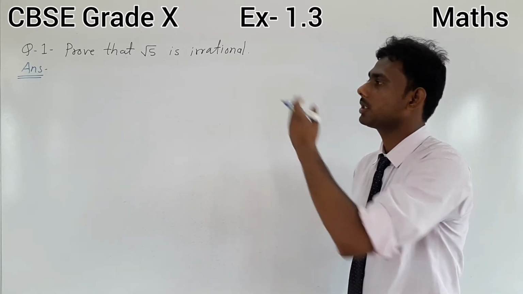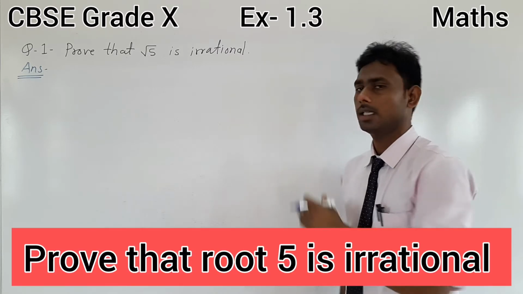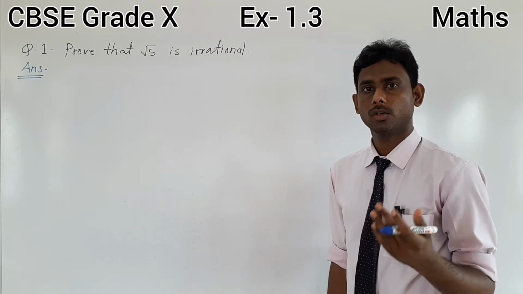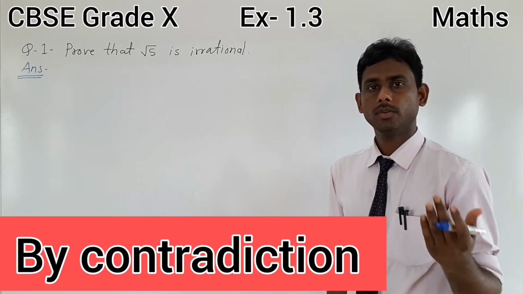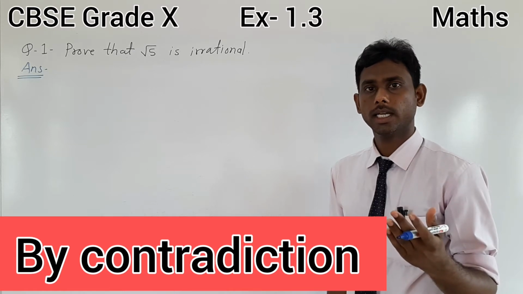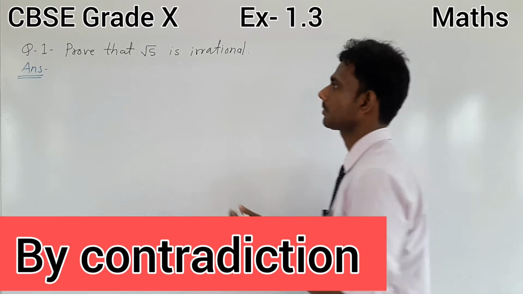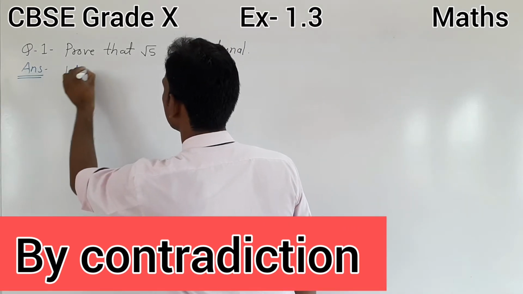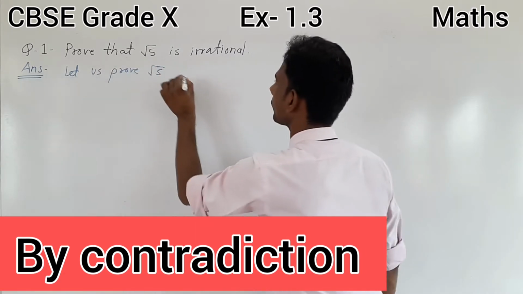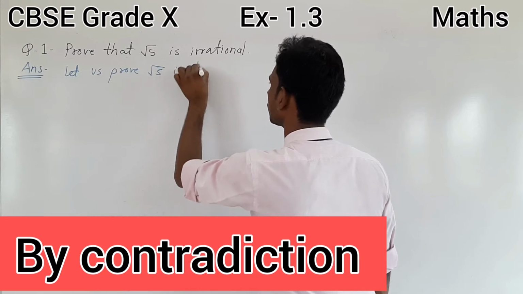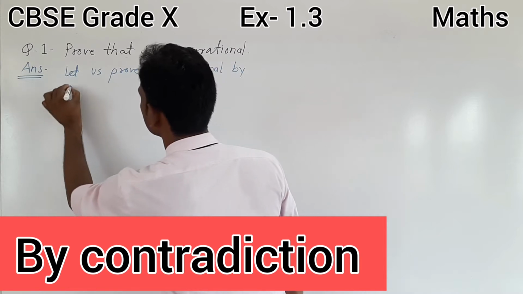Exercise 1.3, question number 1. Important question. Prove that root 5 is irrational. Let us prove root 5 irrational by contradiction. Contradiction means if you consider root 5 is rational, then we will show it is irrational. Let us see the answer.